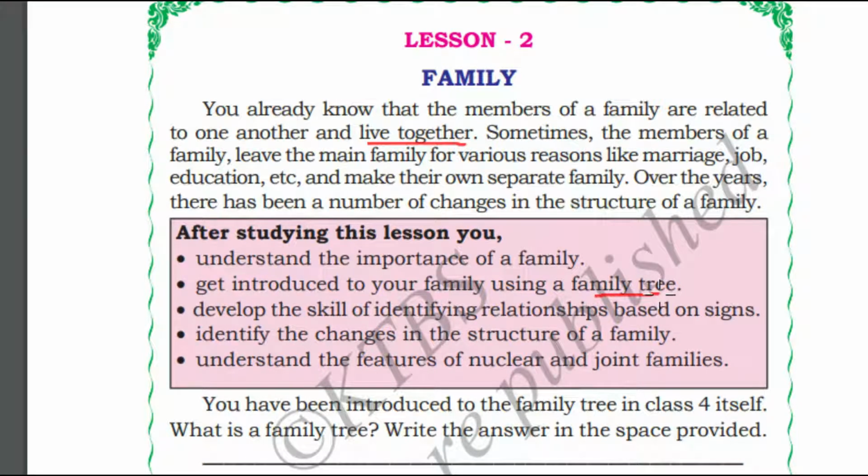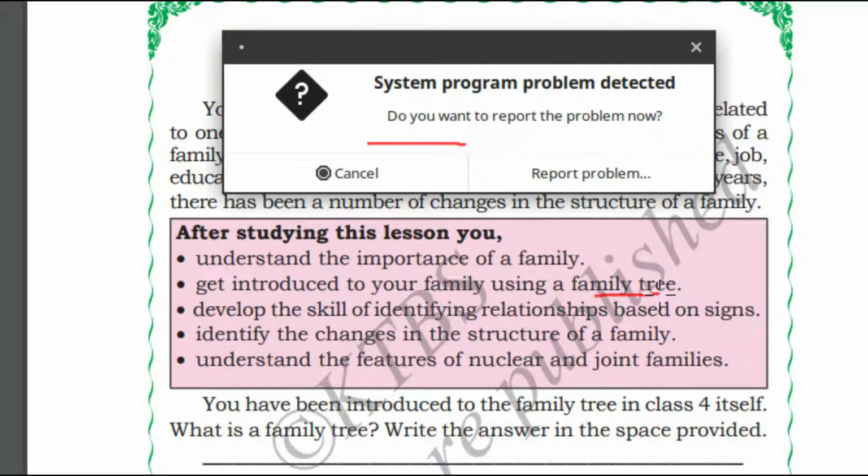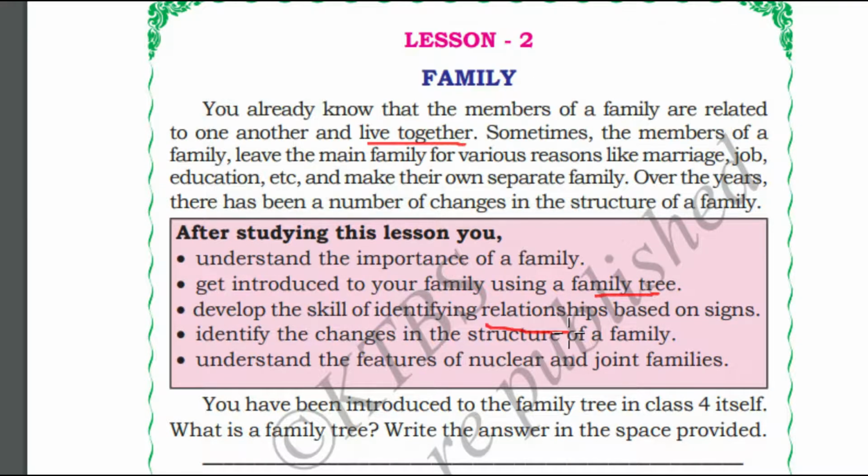We will make use of family tree to represent the members of our family and how they are related to each other. Develop a skill in identifying relationships based on science. We will see this later. Identify the changes in structure of a family. Family could be categorized as two types of family. One is nuclear family and one is joint family. Understand the feature of nuclear and joint families.